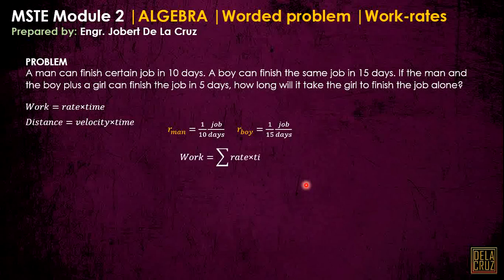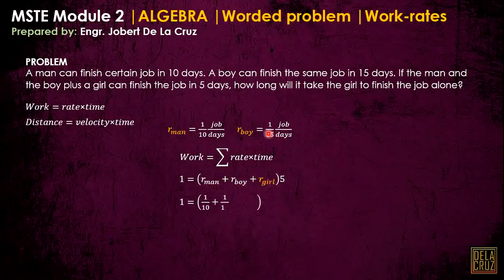Okay, so work is just equal to the summation of rate times time. Or kumbaga, total work o isang buong trabaho is just equal to the individual works na magagawa ng individual persons dito. Since sabay silang nagtrabaho lahat, pwede natin i-add lahat ng rates, then i-multiply natin by time. Sinabi dito, pag ang tatlong tao na to ang magtutulong-tulungan, they can finish that one job in 5 days lang. So, rate of man plus rate of boy plus rate of girl, times 5.